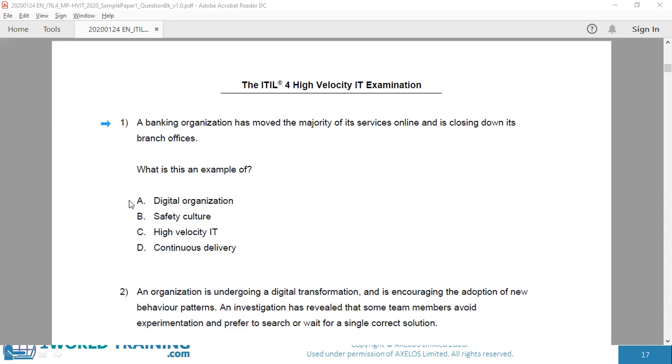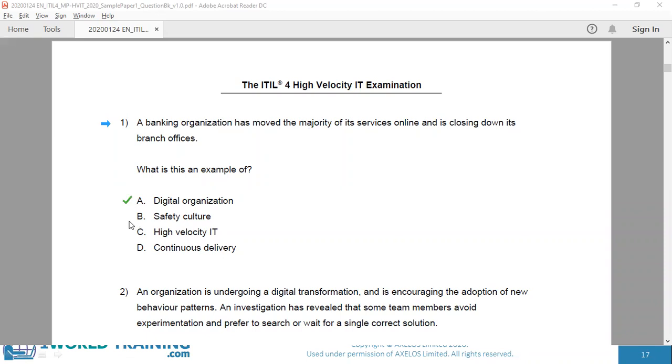Is it A? Probably yes, because a digital organization is an organization that is enabled by digital technology to do business significantly differently or to do significantly different business. And if you look at the question, it mentions that the bank has moved most of its services online and closing down its branch offices, which is a significant way of doing business, different way of doing business, that is. Therefore, the answer would be most probably A.